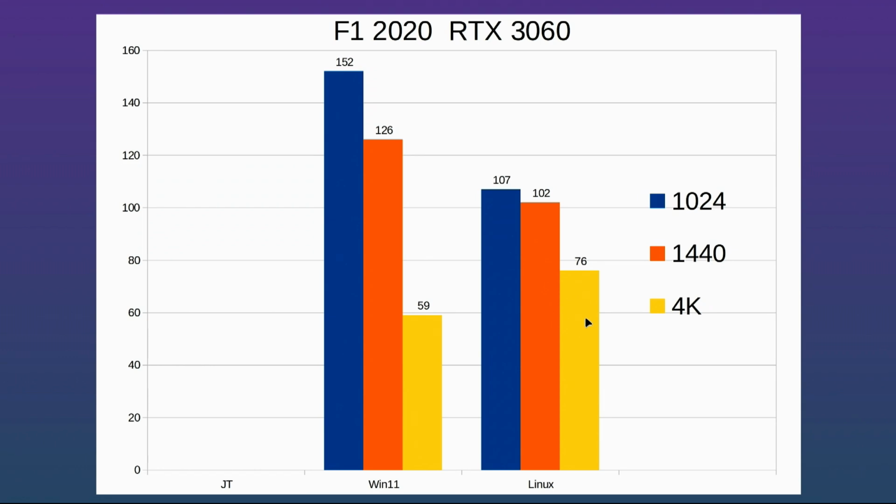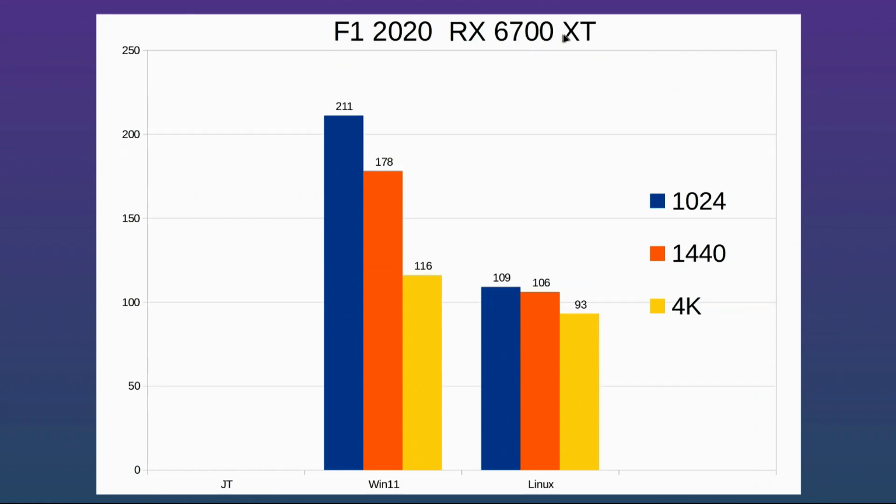Now this is what you will find sometimes with Linux. The 4K performance is better than Windows, and I don't know why that is, but that's the results I got. And again, this is the RTX 3060, so let's look at the 6700 XT: 211 at 1080p, 178 at 2K, 116 at 4K. On Linux, only 109. Again, F1 2020 performed the worst out of all the games I tested. I don't know why. 106 at 2K, 93 at 4K.